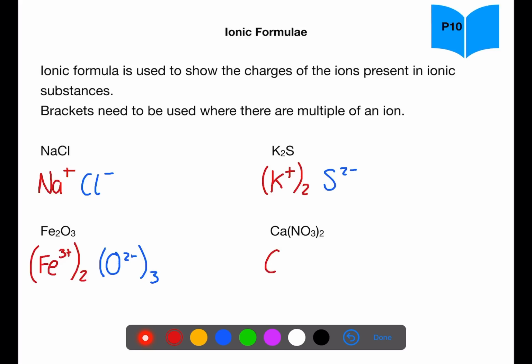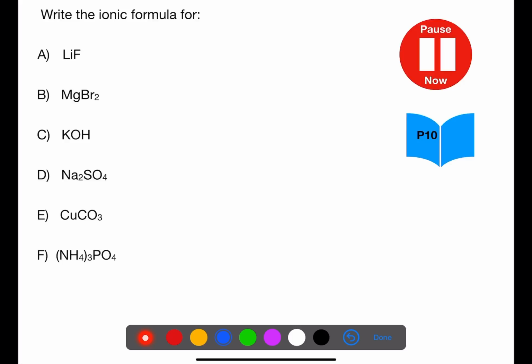In this final example, calcium has a valency of 2 and is a metal, so is Ca2+. Nitrate ions can be found on page 8 of the databook and can be copied directly as NO3-. There are 2 of them, so they need to retain their brackets with the 2 on the outside. Pause the video now and try and write the ionic formulae for these examples.